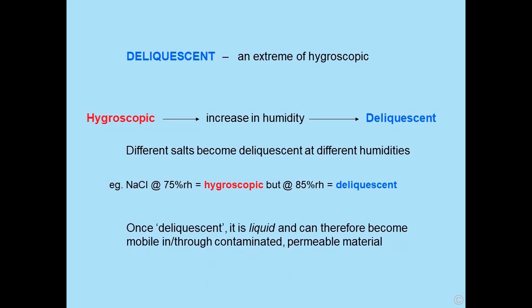Once deliquescent, it is a liquid, and it can therefore become mobile in and through contaminated permeable materials. So a liquid form can move.